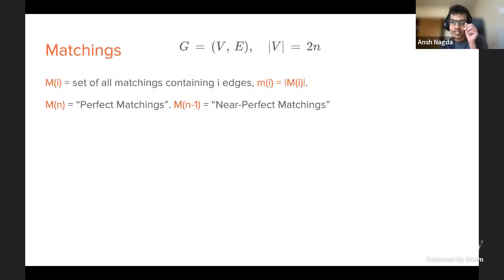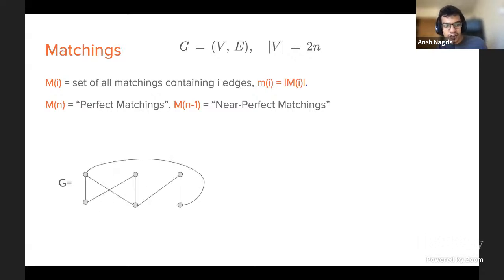Let's start with some notation. Let G be a graph with an even number of vertices, equal to 2n. I'm going to use M(i) to denote the set of all matchings containing exactly i edges, and little m(i) is the cardinality of that set. Two examples: when i is equal to n, we call these the perfect matchings, and when i is n minus 1, we call them near perfect matchings. Take this graph, for example. It has exactly 2 perfect matchings, so little m(n) is equal to 2.